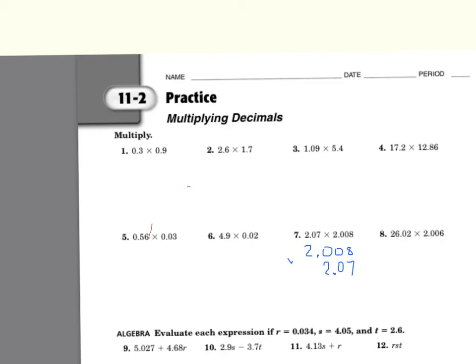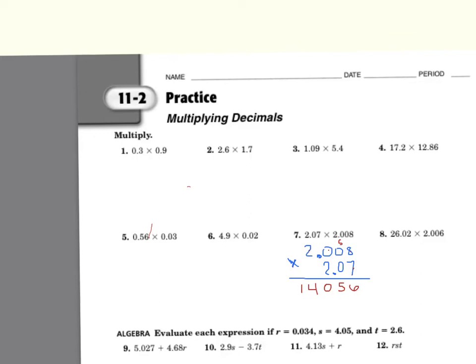Notice that my decimals are not lined up, and that's okay. They have to be lined up when you are adding and subtracting and even dividing. You line up the decimals, but when you're multiplying, you don't have to line them up. You can just line up the numbers like it's 2008 times 207. Because we really ignore the decimal until we get to the very end. Okay, 8 times 7 is 56. Carry the 5. 7 times 0 is 0, plus 5 is 5. 7 times 0 is 0, and 7 times 2 is 14.